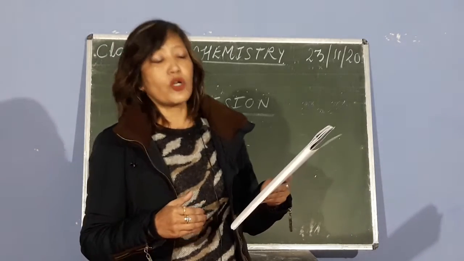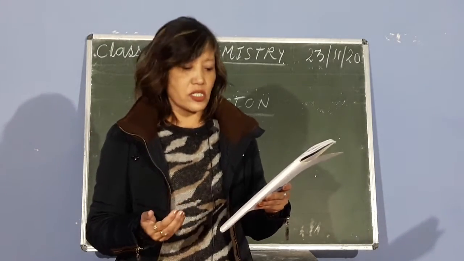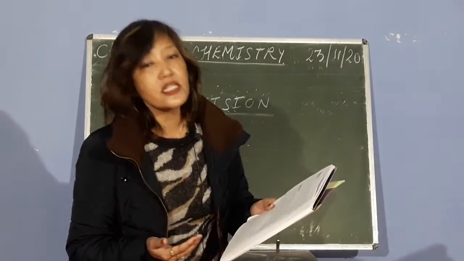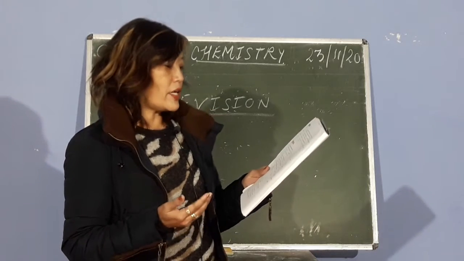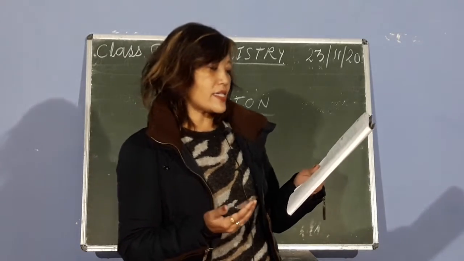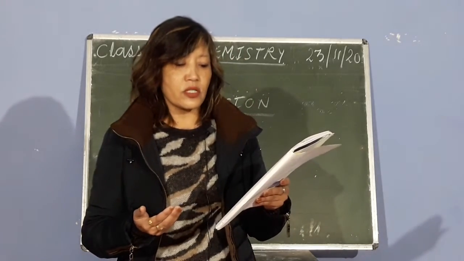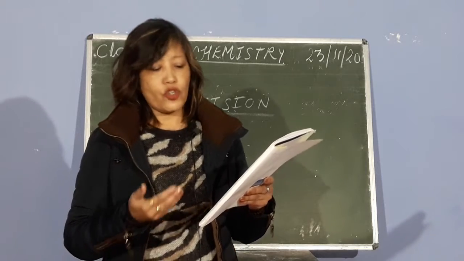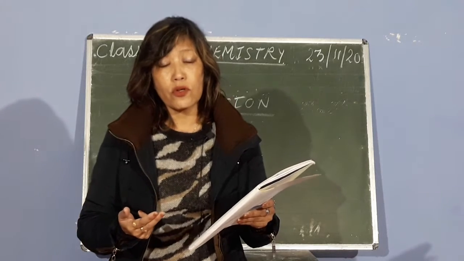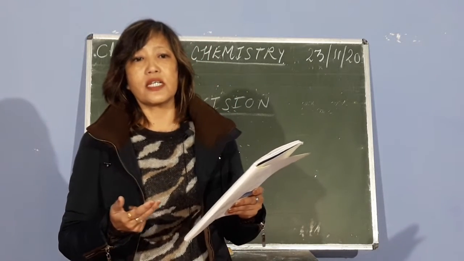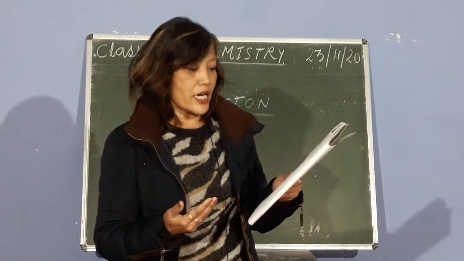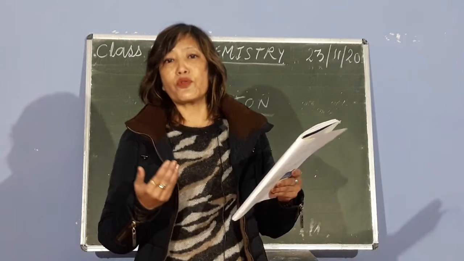Then number 2, what percent of air is oxygen? Now you all know the percentage of oxygen that is present in the air is 21. Then number 3, which of the following supports combustion? Now the gases are carbon dioxide, nitrogen, argon, and oxygen. So if you see the properties of oxygen, then oxygen helps in respiration also, and the other property of oxygen is it supports combustion. Combustion means it supports burning.